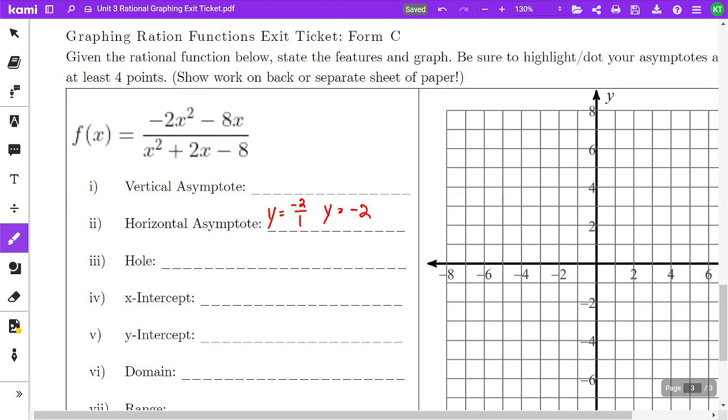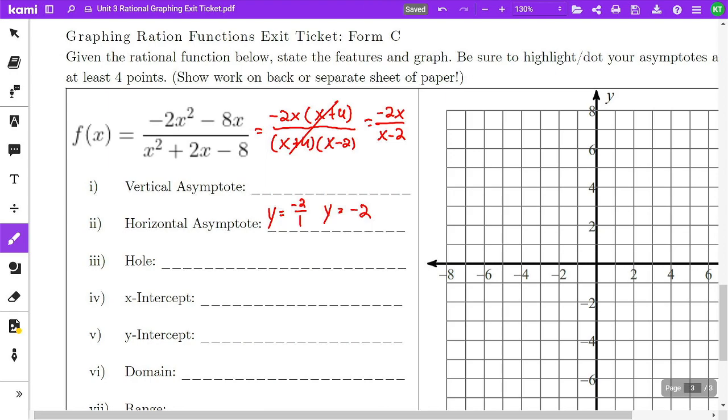To get my vertical asymptote and the rest of my information, I'm going to have to simplify my function here. So I'm going to factor out a -2x on my numerator, which will leave me with x plus 4. And that's going to be divided by x plus 4 times x minus 2, because those are the factored form of x squared plus 2x minus 8. I will cancel out my x plus 4's to leave me with -2x divided by x minus 2.